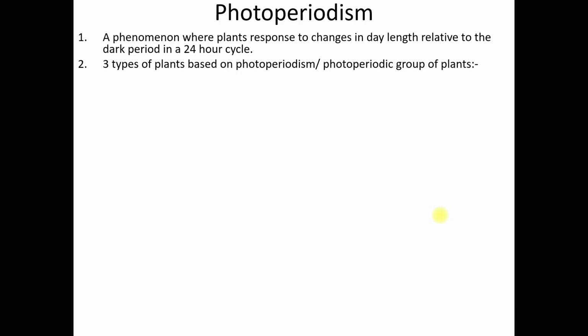And there are three types of plants based on photoperiodism, or photoperiodic groups of plants. Apparently in animals we don't have photoperiodism, but we have a biological clock, or circadian rhythm. I can't recall, they have one terminology for that. But to make things simple, in plants they have photoperiodism, and we have a biological clock. So now let's take a look at plant photoperiodism.